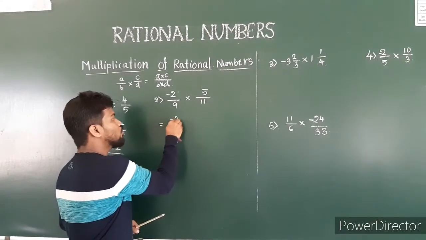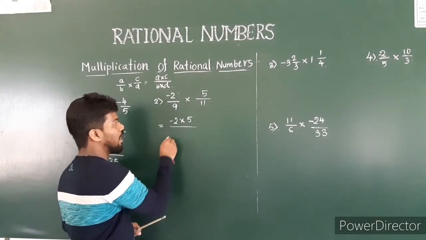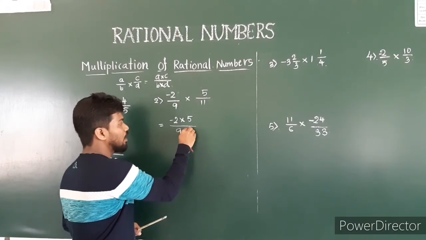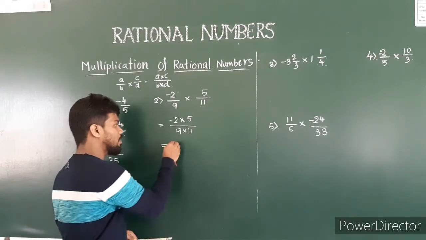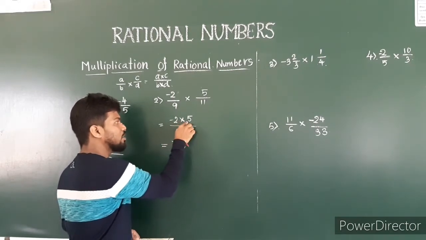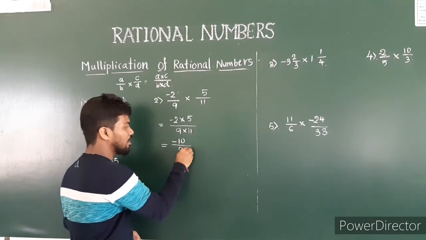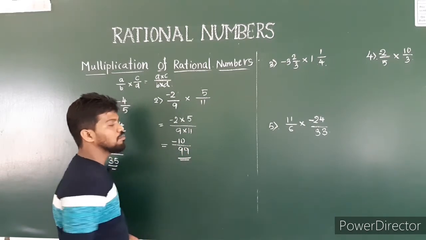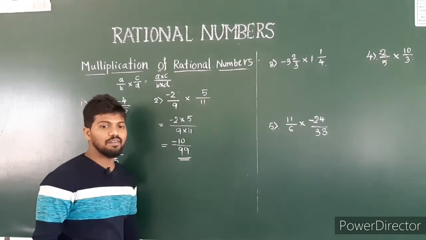Minus 2 into 5. Both the numerators over both the denominators. So −2 × 5 you get −10. Minus into plus is minus. 9 × 11 you get 99. The answer you have is −10/99. So next, the third one.